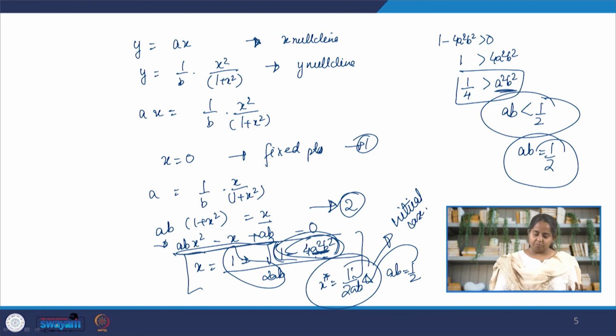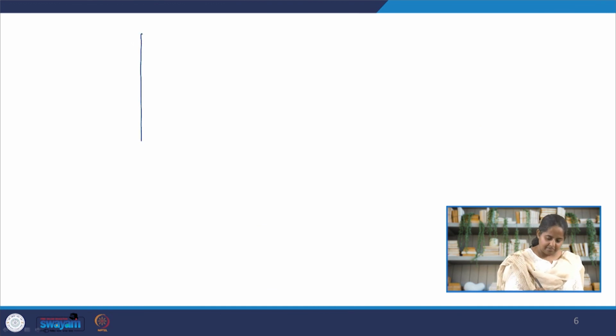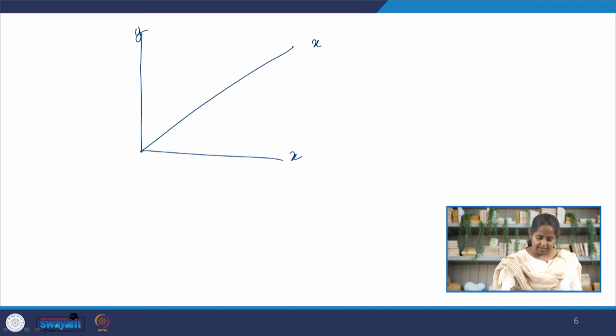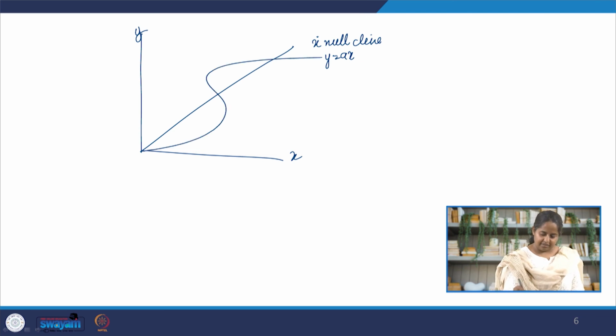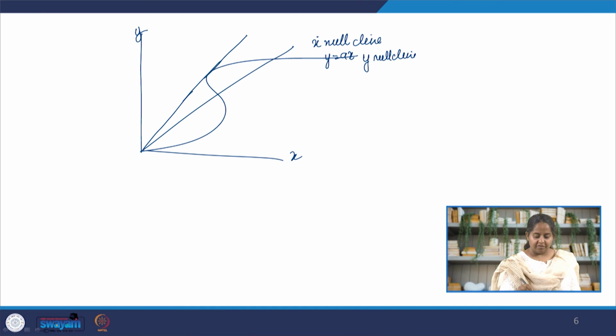Now let us look at the nullclines and figure out the flow of the trajectories around the fixed points. So this is our diagram. x, y. We have one nullcline, the x nullcline, which is y is equal to ax. And then we have another nullcline which looks like this, which is the y nullcline. We also figured out the value of a when this line would be tangential to the curve, and we also figured out the value of x for this. But let's just look at the behavior of trajectories when we have three fixed points.